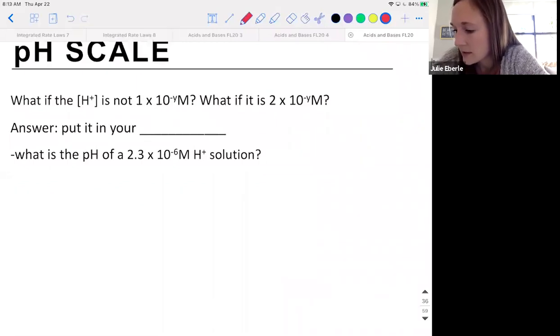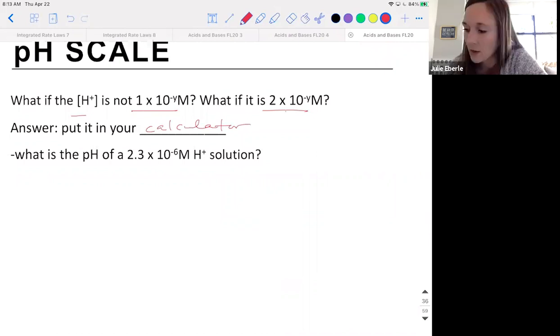I've actually already talked about this slide. What if the concentration is not a 1 times 10 to the minus something? Like what if it's 2? And then you just put it in your calculator. All right. And you actually calculate it. So the example would be here, what is 2.3 times 10 to the minus 6? Okay. So this is between 1 times 10 to the minus 5 and 1 times 10 to the minus 6. So this number is in between that. Okay, so it should be in between a pH of 5 and a pH of 6.